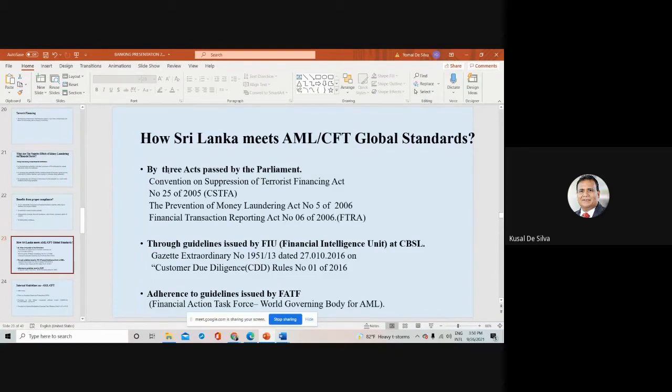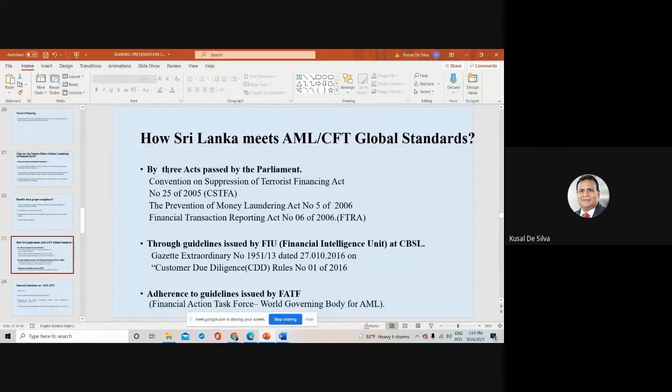These are very important and groundbreaking acts introduced in Sri Lanka way back in 2005 and 2006. That has really given a different dimension to banking transactions and how they should be monitored, and all this has been spelled out in these acts.